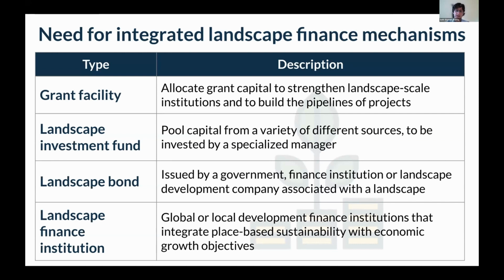So the grant facilities can allocate capital to strengthen landscape scale institutions and to build a pipeline of projects that are aligned with the visions and strategies of landscapes. For commercial investments, blended finance instruments can utilize public and philanthropic resources to attract for-profit investment, and these can take a number of forms within a landscape context. We'll hear more about them from Juan and Jean-Louis in a moment.